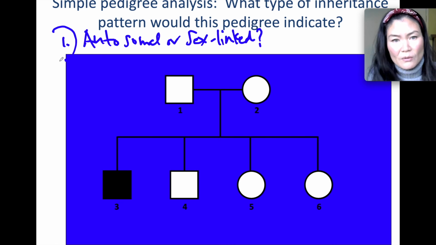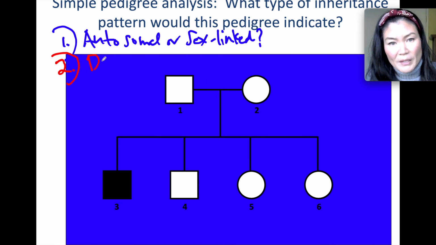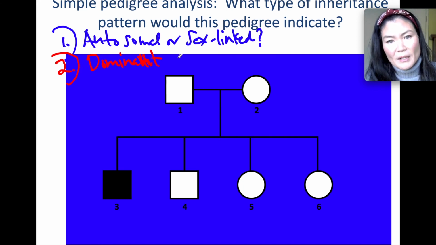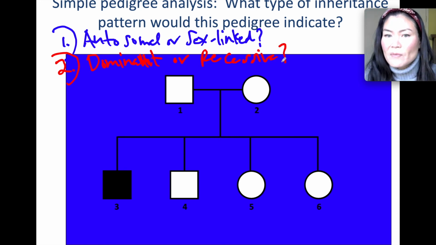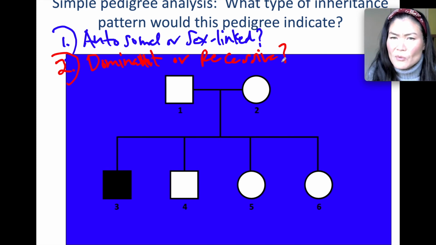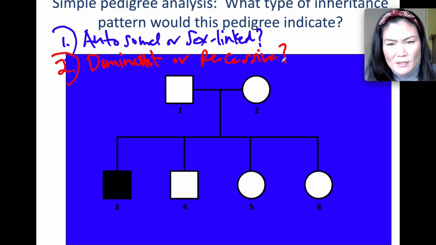Number two, is this dominant or recessive? So when we do these types of pedigree problems, the first thing you have to figure out is whether this is autosomal or sex-linked, and whether it is dominant or recessive. Okay.